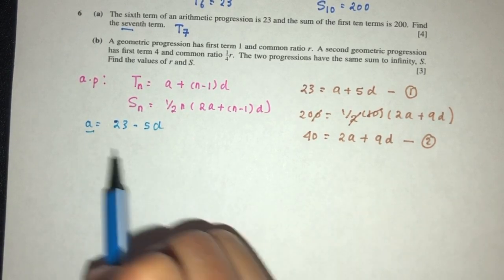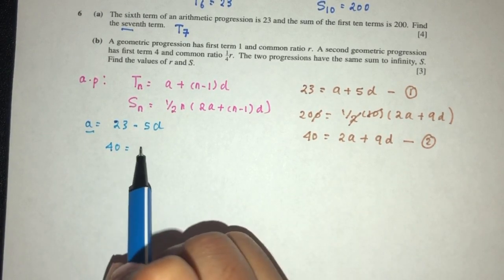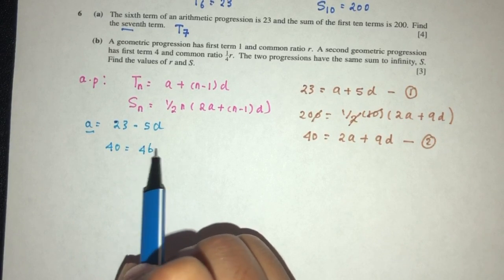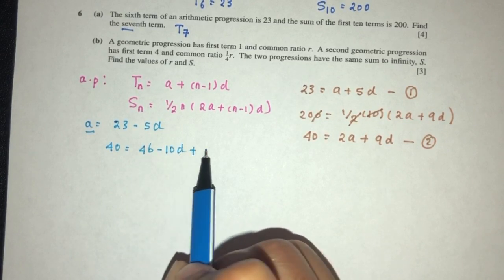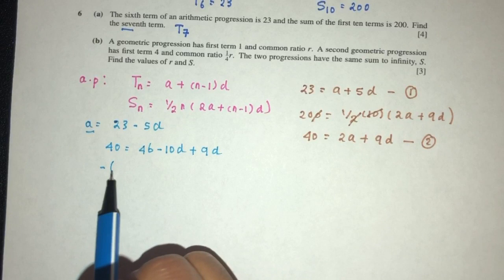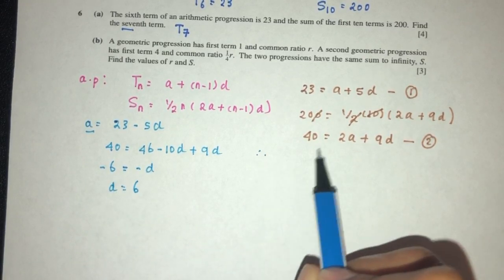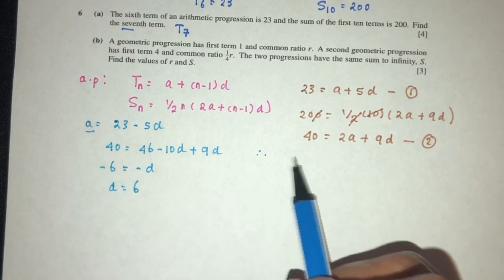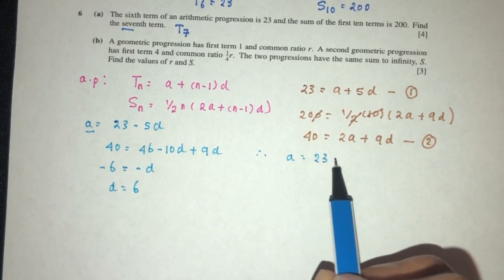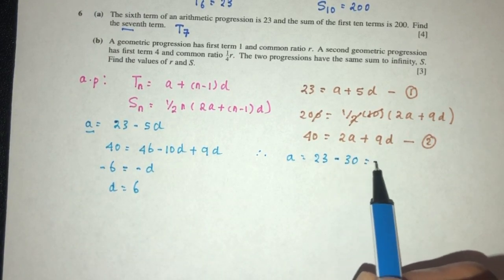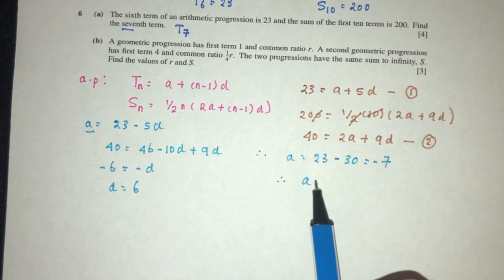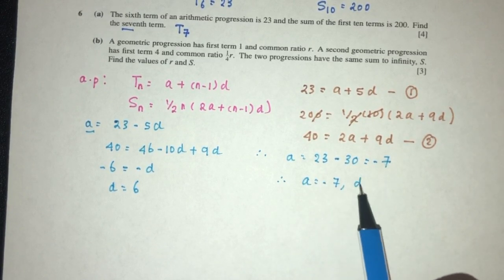Replace back in here, you will have 40 is equal to 2 times a, that should be 46, minus 10d plus 9d. That should be minus 6, and that should be minus d, so d will be the value of 6. So finally, the value of a, we replace back here, 23 minus 30 should be minus 7. So a is minus 7, and d will be 6.